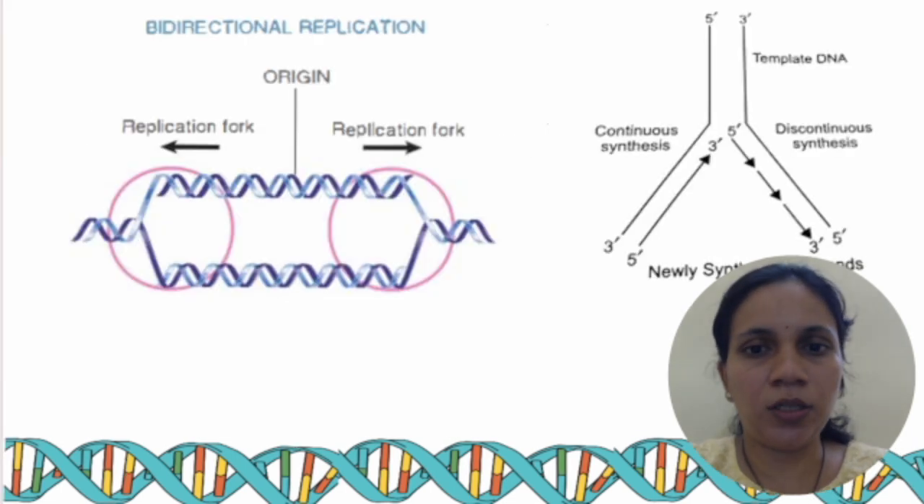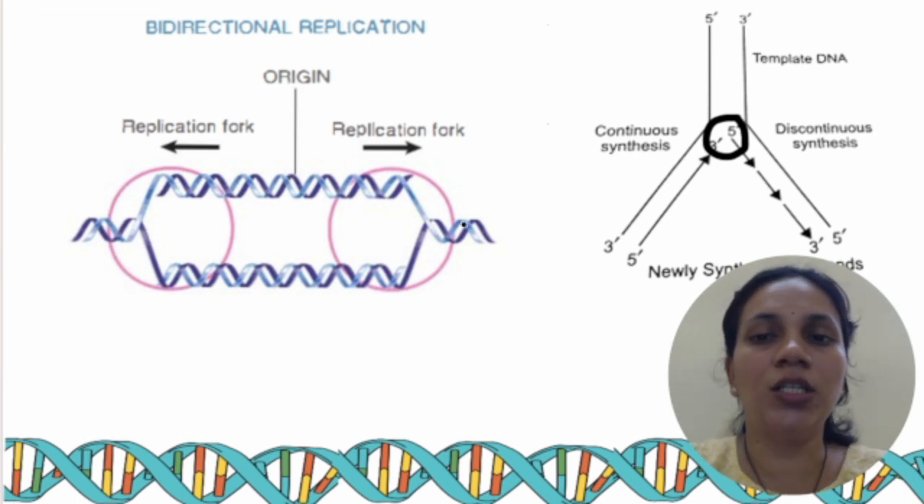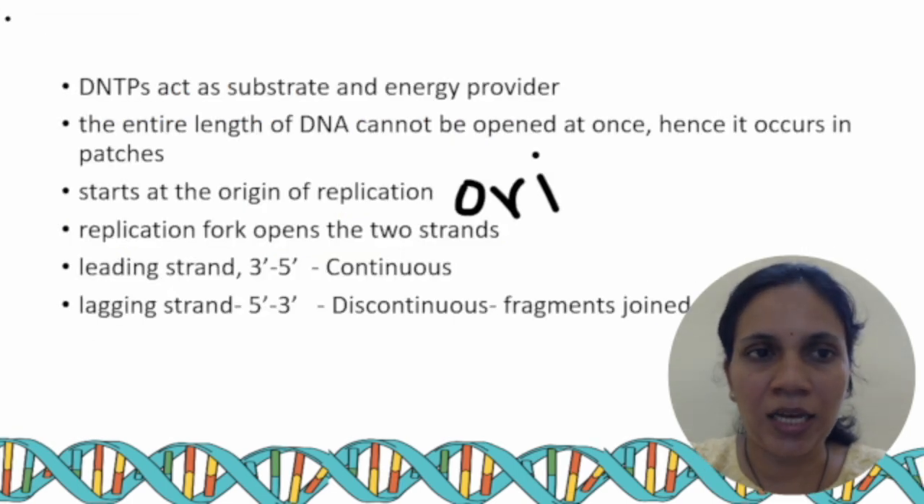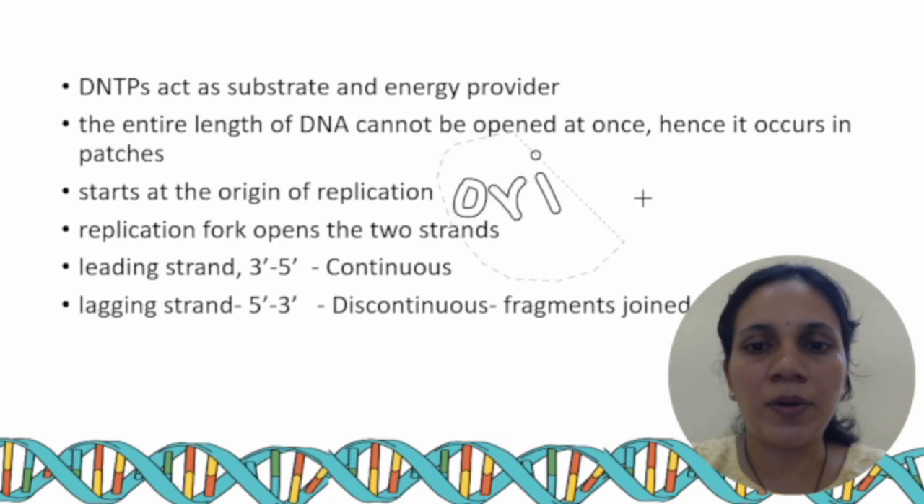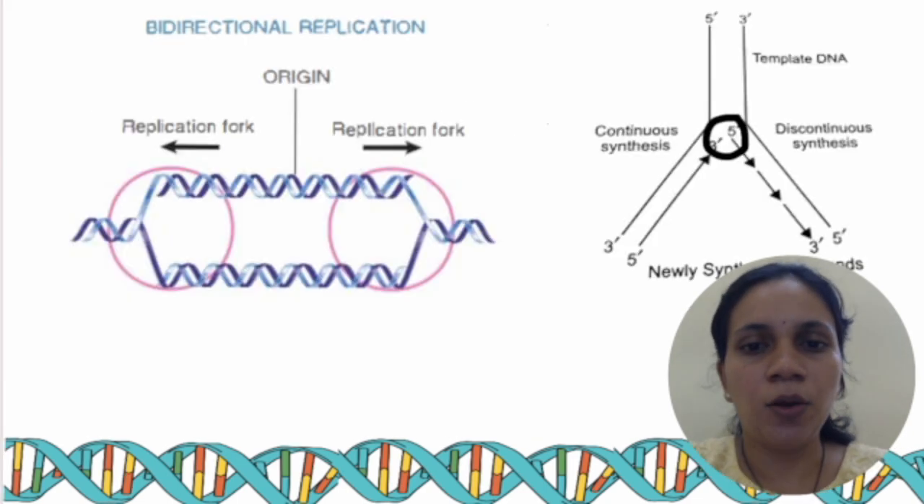So if you see this diagram, it is going to occur over here. This is called the replication fork, and that will be your origin of replication. So I have marked the origin here. That is the point where DNA replication is going to occur. So this is another prerequisite for DNA replication: it should have the origin of replication and the formation of replication forks.